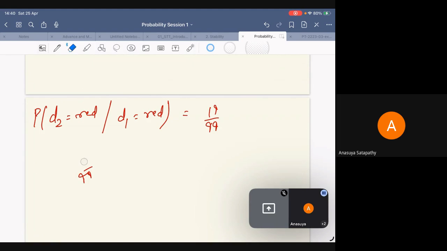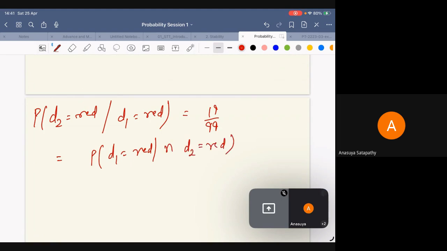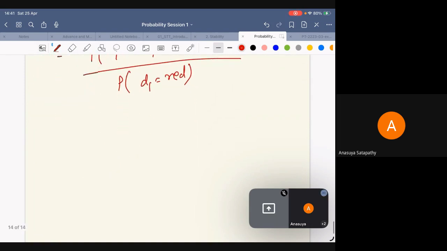You can do it by applying your logic, or else you can also apply the formula. That is the probability of D1 equal to red intersection D2 is red, divided by the probability of D1 is red. I will give you the formula.